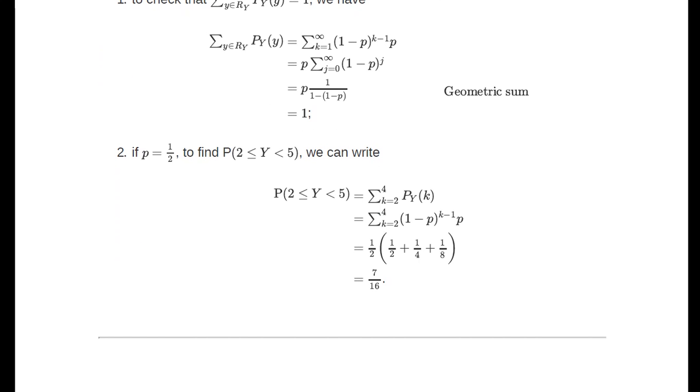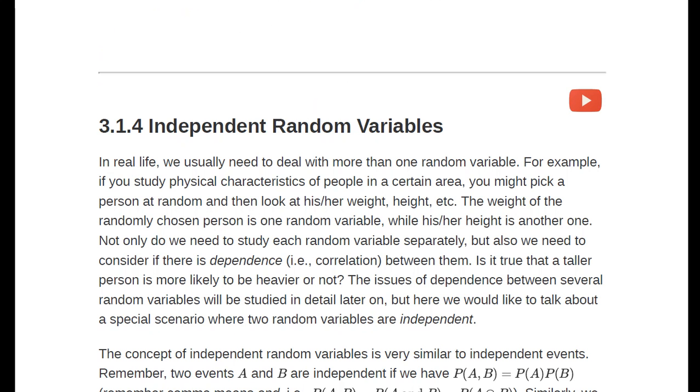If p equals a half, to find the probability that Y is between 2 and 5, we can sum P(k) for k from 2 until 4, which is equal to 7/16. Thank you, and we will continue in the next lecture.